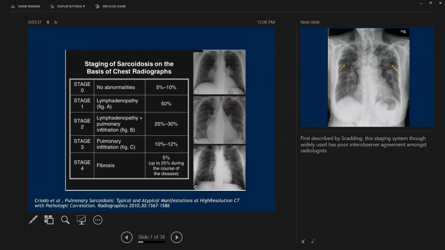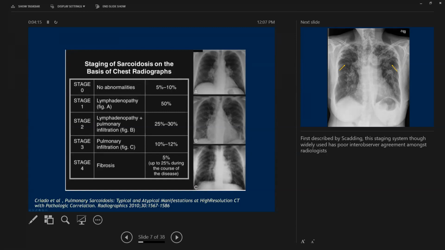So this is a commonly used classification. I think it was originally described by Scadding. Now, in this classification, you'll notice that up to 10% of patients with sarcoidosis may have no radiological abnormalities. The commonest radiological abnormality is just bilateral hilar lymphadenopathy, which is the first image, image A. The second one is lymphadenopathy with pulmonary infiltrates, which is B, and that's seen in about 25 to 30% of the cases. And lastly, we have only pulmonary parenchymal abnormalities.